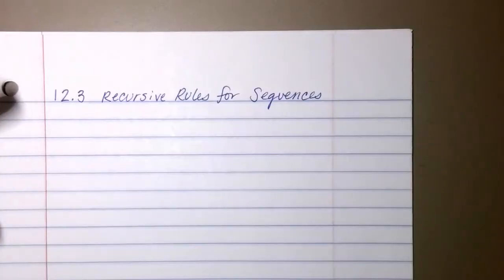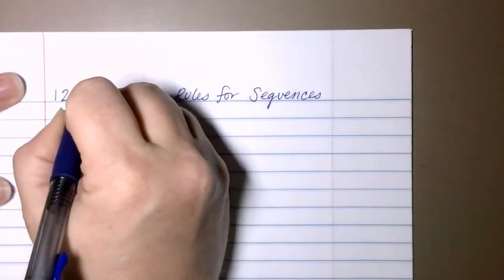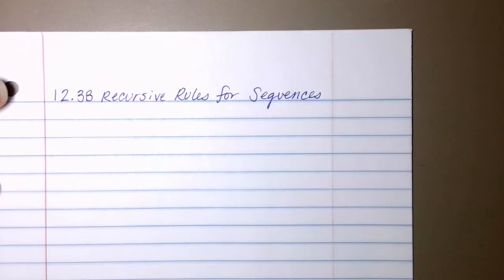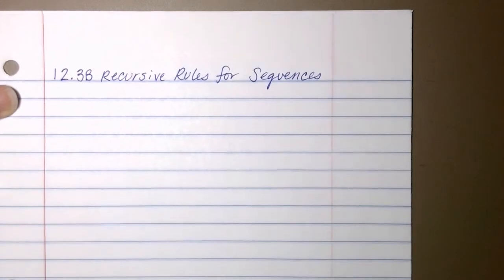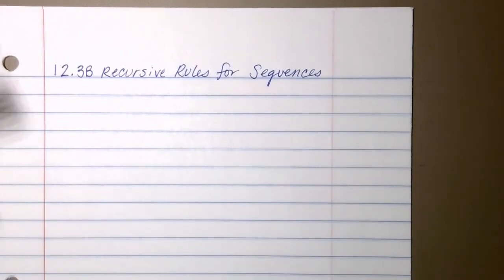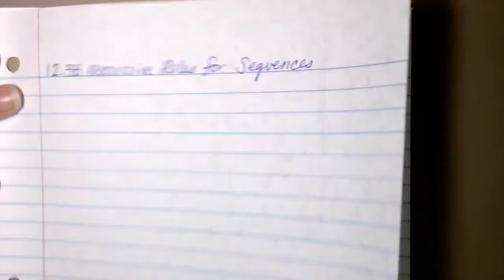Okay, so like I said, this is technically 12.3b, but we skipped 12.3a. We're just not covering it anymore. We don't need to. So, recursive rules. Now let me stop for a minute and let's talk about all the rules that we have.